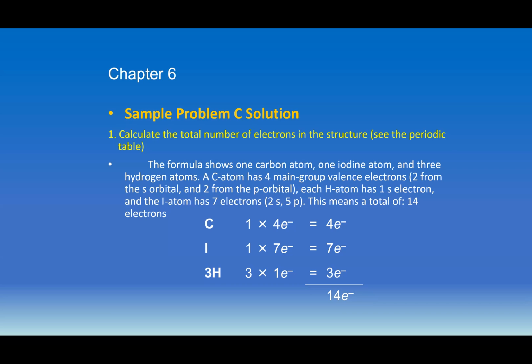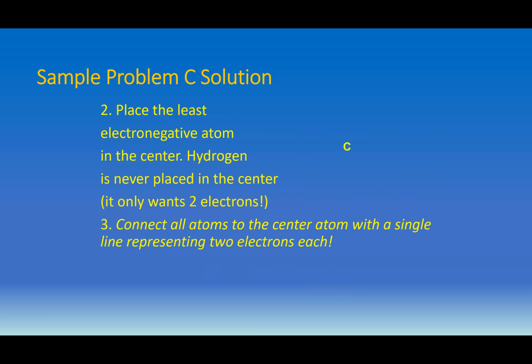Now, if you aren't sure how to do the valence electrons, I'm going to point you backwards. We talked a little bit about valence electrons at the end of last chapter. So that means we have a total of 14 electrons to deal with.